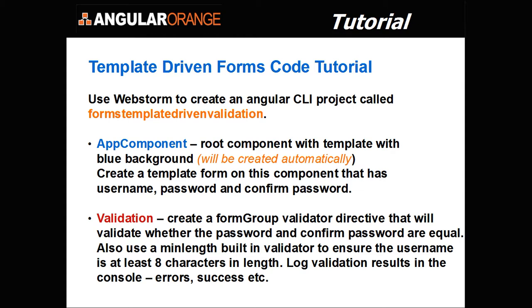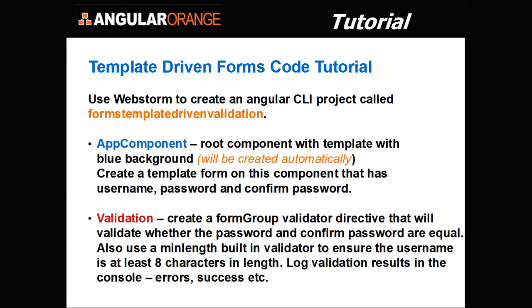And then we will introduce some validation. One validation would be a form group validator directive that validates whether the password and the confirmed password are equal. This should get you more familiar with form group validators. Then we'll also use some built-in validator, like a minimum length built-in validator, to ensure the username is at least 8 characters in length. We'll log the validation results.